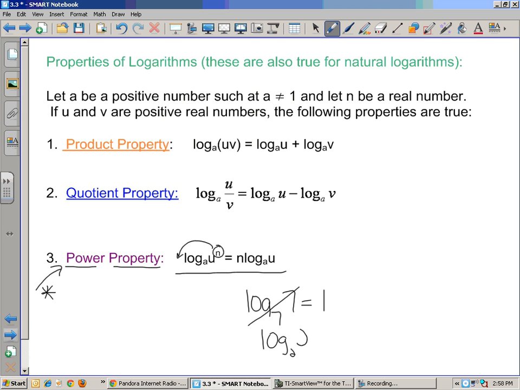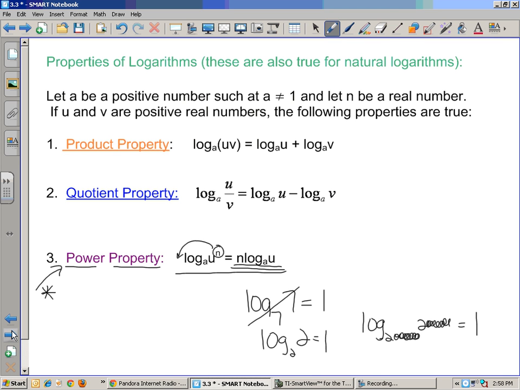Log base 2 of 2, guess what? 1. We did these examples in class on Wednesday. Log base 2 million of 2 million, 1. Okay, it doesn't matter. If they're not the same, I can just leave it, okay? And then I can use change of base formula.